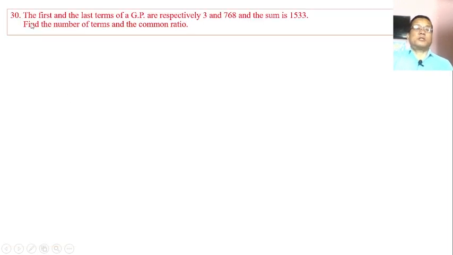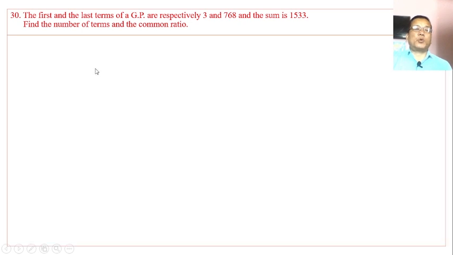Number 30. The first and the last terms of the GP are respectively 3 and 768 and the sum is 1533. Find the number of terms and the common ratio. Sum of n terms, putting S and in short form S_n again.